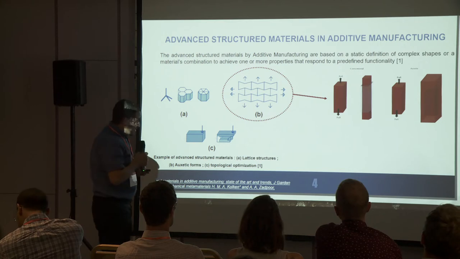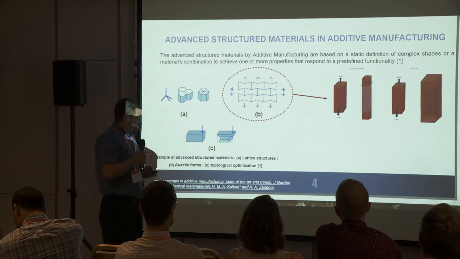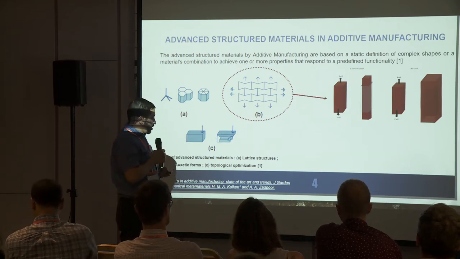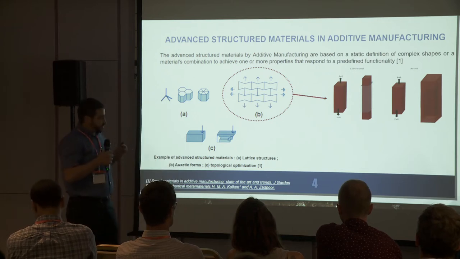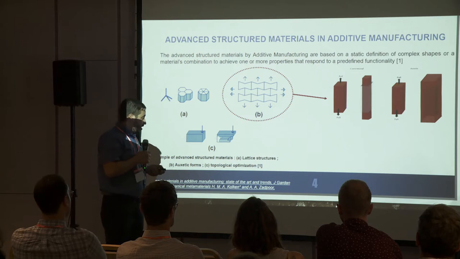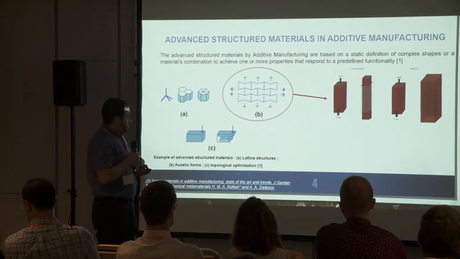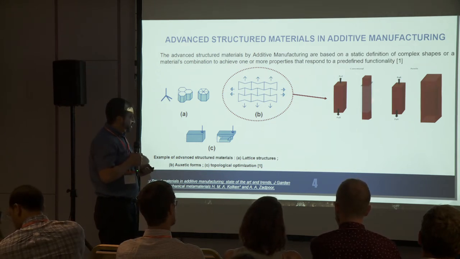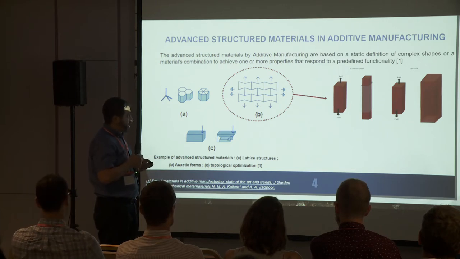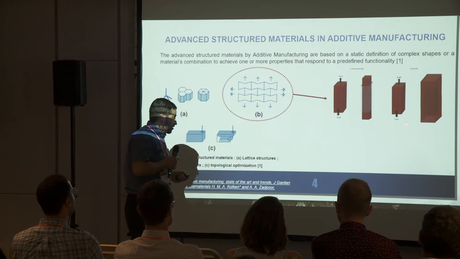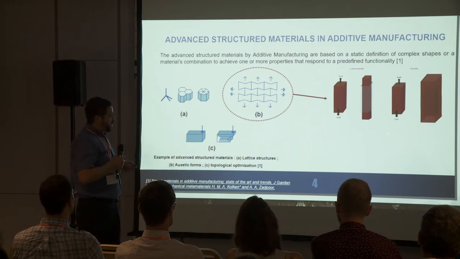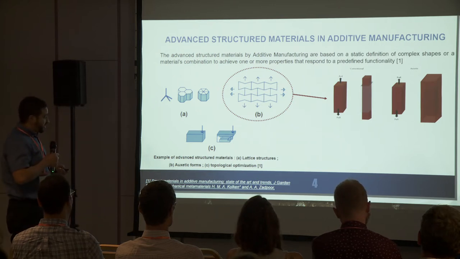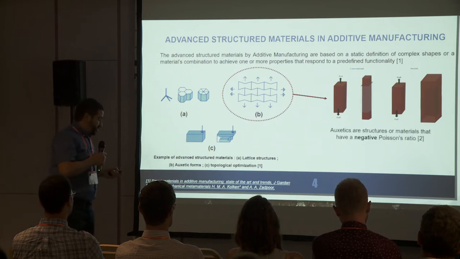When we talk about auxetic materials, we talk about a negative Poisson ratio coefficient. Poisson ratio is the ratio between transversal strain and longitudinal strain. With the conventional behavior of materials, when we pull in one direction, the second direction shrinks, it becomes smaller. But with auxetic materials, when we pull in the longitudinal direction, the second direction becomes bigger, and that gives us a negative Poisson ratio.